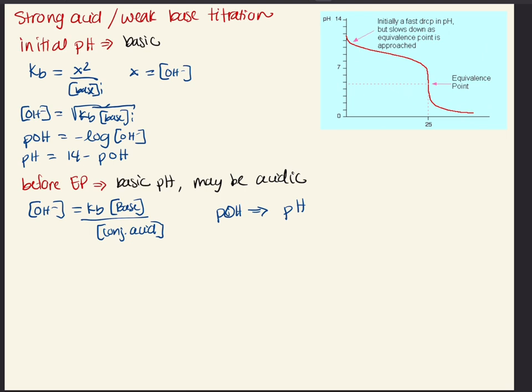Now at the equivalence point, your pH should be acidic. And that is because now the strong acid is going to take over. So what's going to happen is you're only going to have your conjugate acid in solution. So then you're going to have to look at the Ka of your conjugate acid. So when we calculate for the concentration of hydronium ion, it's going to be very similar to that of a weak acid.